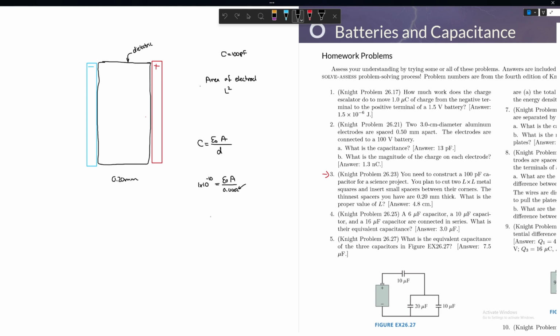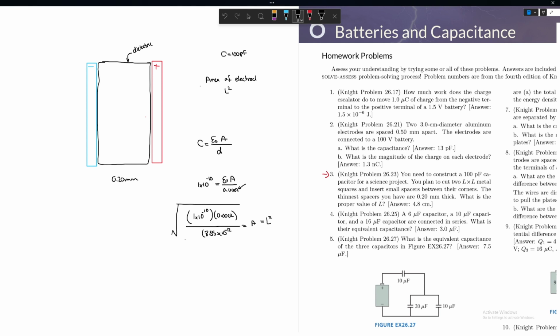Now after this is done, take this to the other side, take epsilon to the bottom. I'll get 1 times 10 to the negative 10 times 0.0002 all over my epsilon naught, which is 8.85 times 10 to the negative 12. This will equal my A. And we're not done yet, because we're looking for L. Remember, A equals L squared. So in order to get L, I have to square root A, which means I have to square root this whole thing.